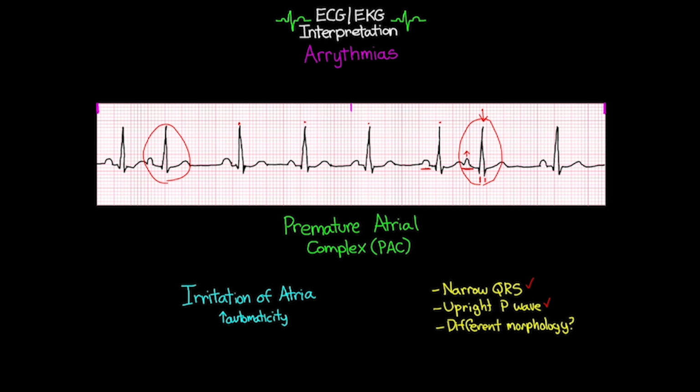So again, if we look at this one at the beginning of the strip, this P wave has a different morphology than this P wave here. So in this case, we can check this one off too. Now, I wouldn't rely on this different morphology because sometimes they're going to look much like the normal P waves that you're seeing. But definitely if you have this on top of everything else, it should really help you easily identify that this is a PAC.